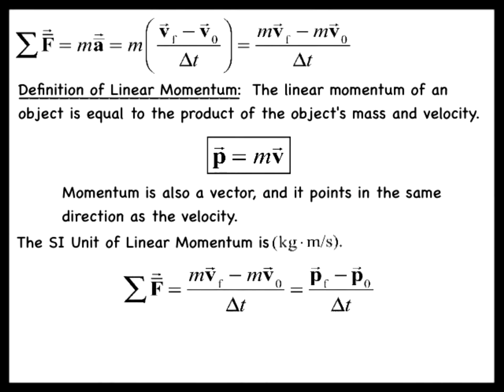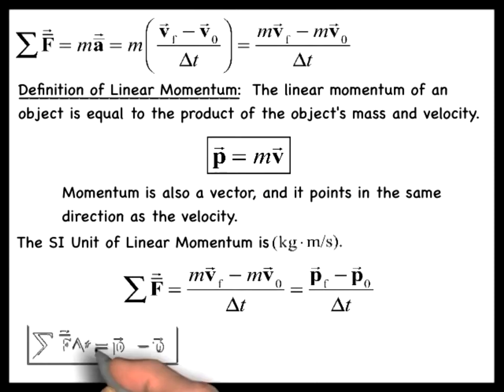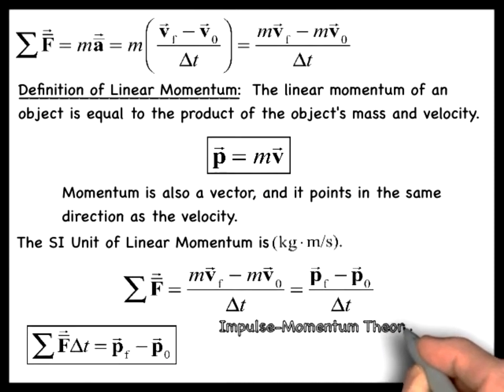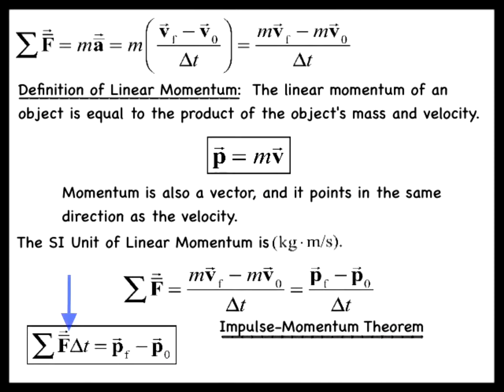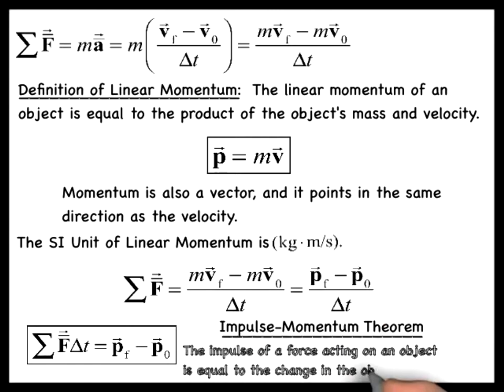If we multiply both sides by delta t, then we derive an expression known as the Impulse-Momentum Theorem. Notice that the left side, which is now the product of the average force times the change in time, is just the impulse we defined earlier, and the right side is the change in momentum. Therefore, the Impulse-Momentum Theorem tells us that the impulse of a force acting on an object is equal to the change in the object's momentum.